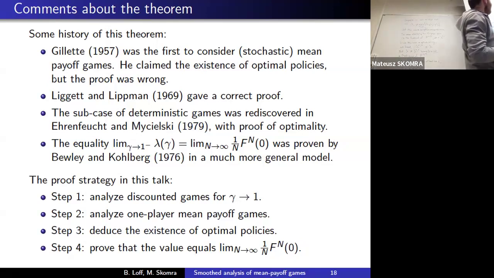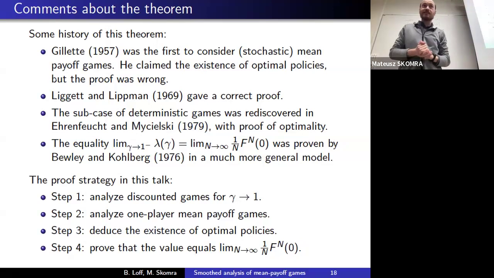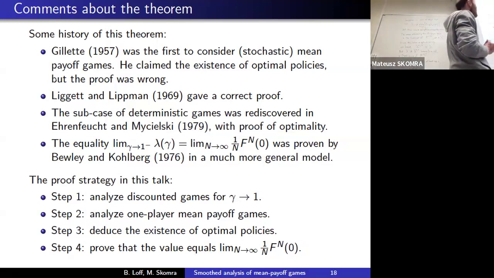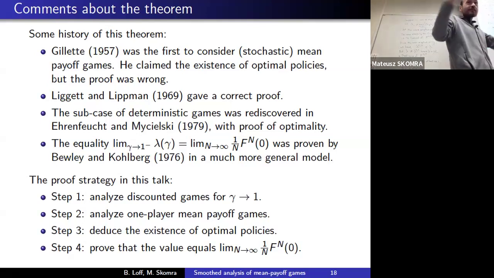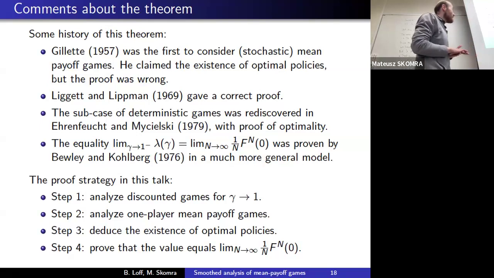However, this was happening in, let's say, the math game theory community before computer scientists discovered these games. Then the games were rediscovered. In particular, the deterministic case was rediscovered by Ehrenfeucht and Mycielski in 79, and they gave the proof of the optimality. Then other computer scientists rediscovered or discovered some similar classes of games, like parity games and simple stochastic games, and they also sometimes gave a proof, sometimes referred to some other proof. It's a little bit of a mess, but nowadays we understand the history. And this equality, that these two things are equal and equal to the value, I mean, it's hard to say, but Bewley and Kohlberg proved this in a much more general model, so we can trace it at least to 76, possibly further to the past.